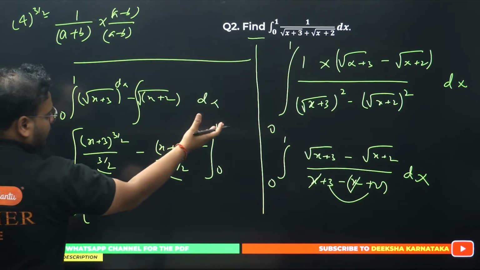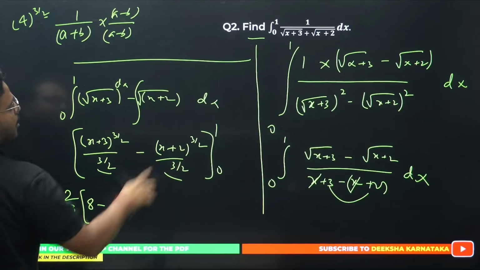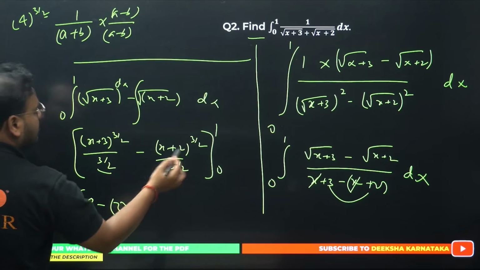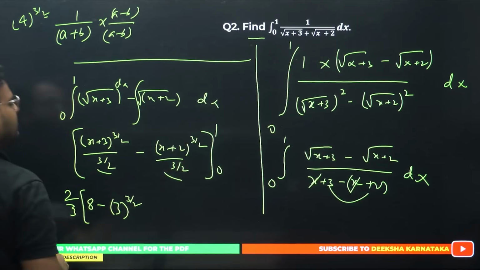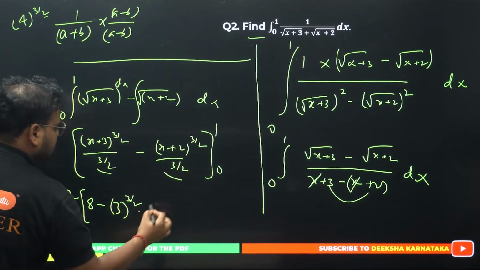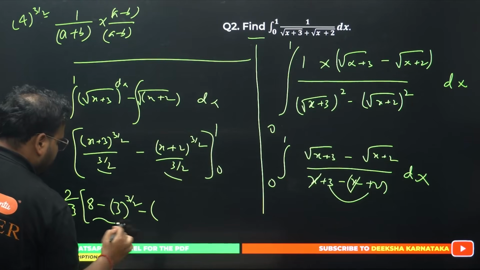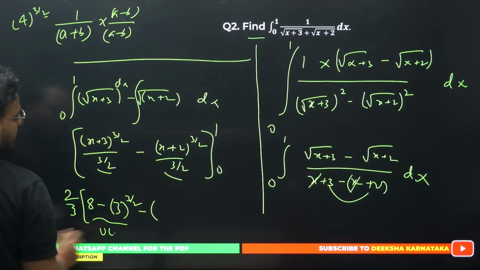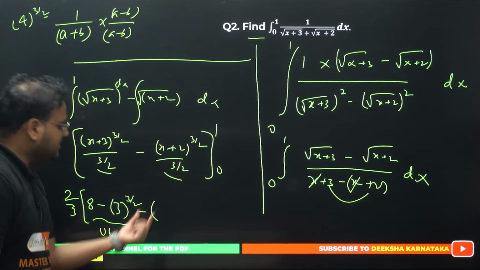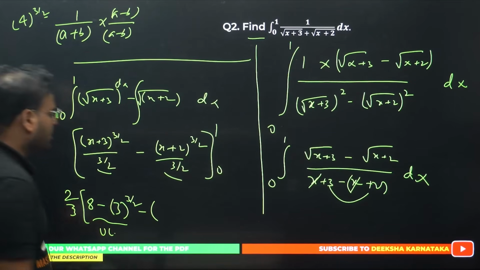Same way, now put 1 over here. You get a minus sign first. 1 plus 2 is 3, 3 power 3 by 2. Next I have to use 0 over here. Again I get a minus sign. This is the upper limit, upper limit minus lower limit, right? So upper limit is done. I'm moving on to the lower limit. Minus sign. Put 0 now. 0 plus 3 is 3.